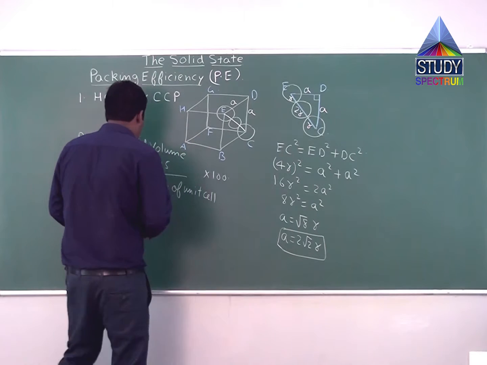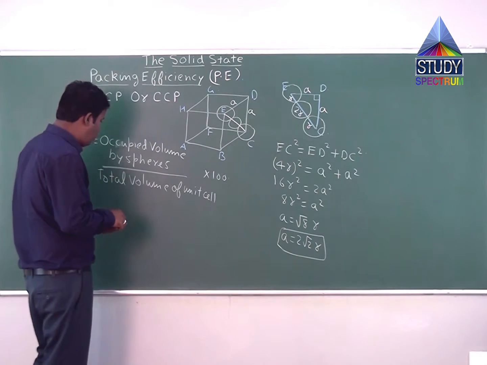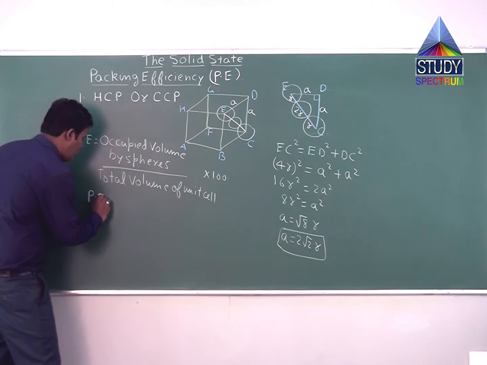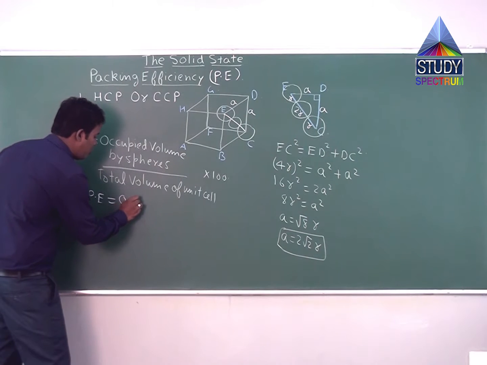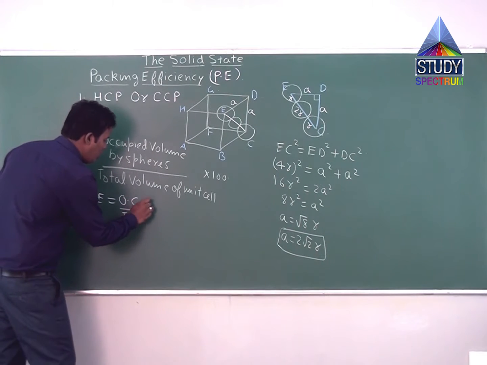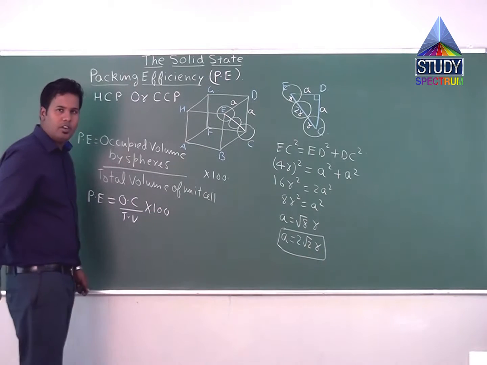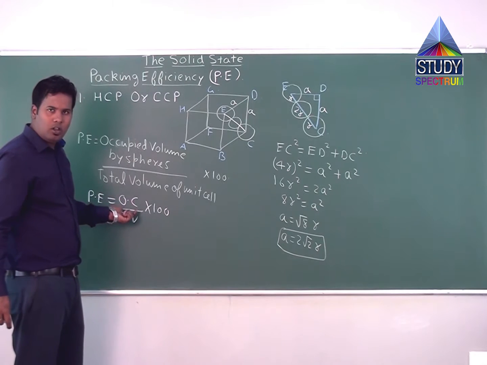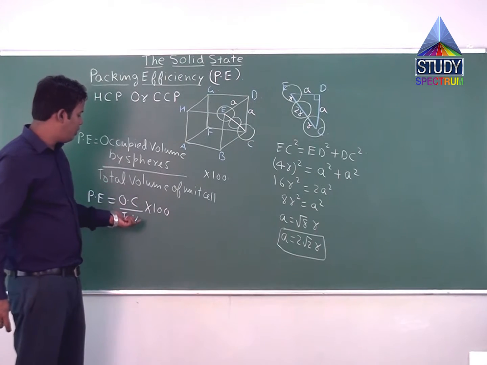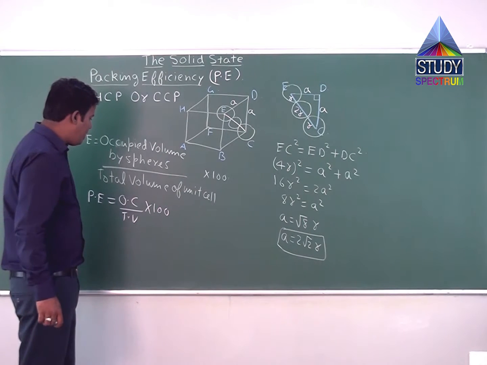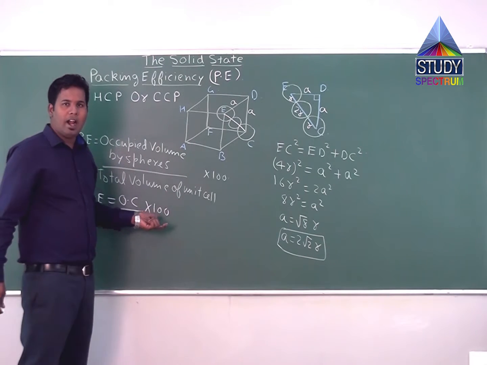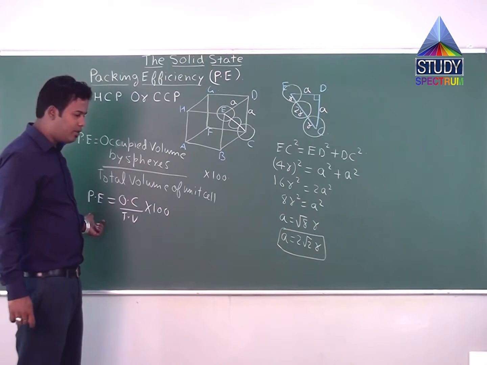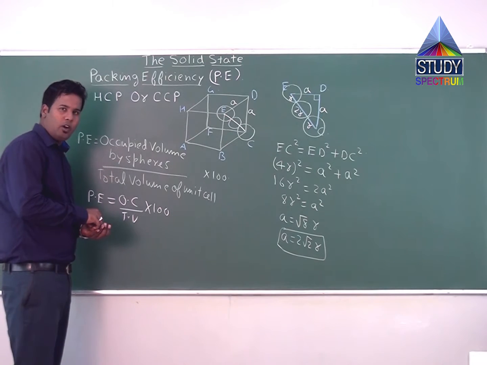Now we'll represent this occupied volume as OC and total volume as TB. So this packing efficiency becomes PE is equal to OC, that is occupied volume, upon total volume into 100. Just for the sake of convenience, we'll represent occupied volume of spheres as OC. OC means occupied volume, and total volume of unit cell is TB. Correct. Now if I substitute occupied volume and total volume in this relation, and if I calculate that, I can get packing efficiency.